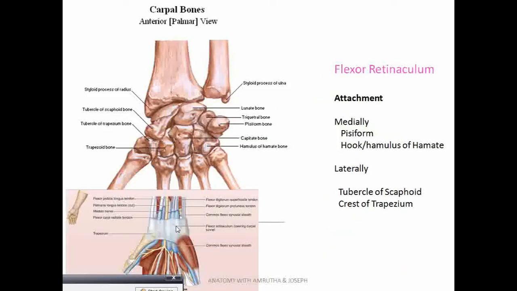Flexor retinaculum is a modification of deep fascia which is seen on the anterior aspect of the wrist and holding the structures, especially the tendons, in position. Attachments: medially it is attached to the pisiform bone, hook of hamate. Laterally it is attached to the tubercle of scaphoid and the crest of trapezium.